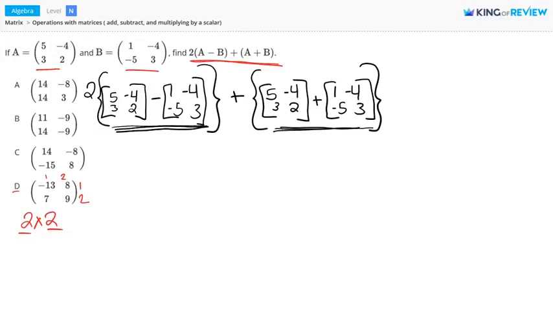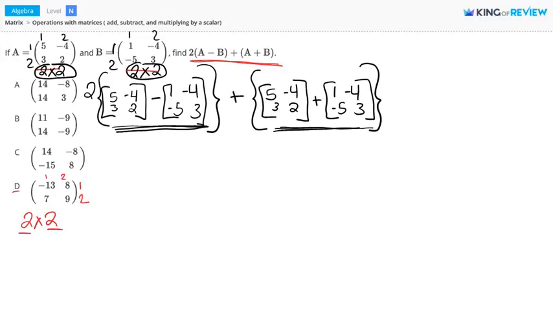To add or subtract matrices, you must add or subtract corresponding entries. You can only add or subtract matrices with the same dimensions. So let's look at matrix A and matrix B. Matrix A has 2 rows, 1, 2, and it has 2 columns, 1, 2. Therefore, matrix A is a 2 by 2 matrix. Now let's look at B. B has 2 rows and 2 columns. So B is also a 2 by 2 matrix. Now because these have the same dimensions, we can add or subtract them.